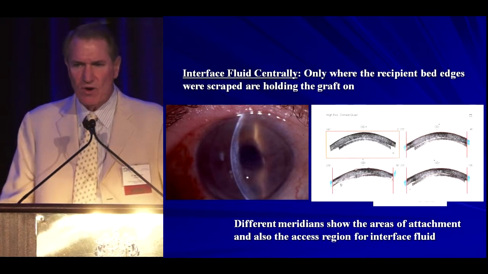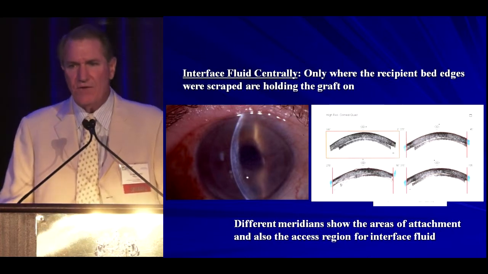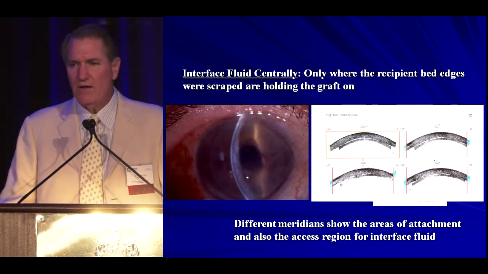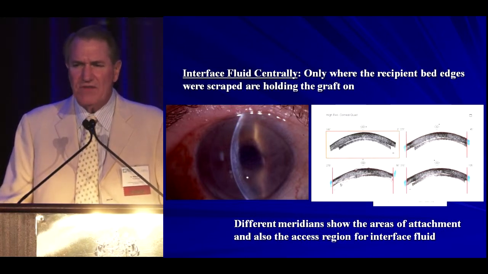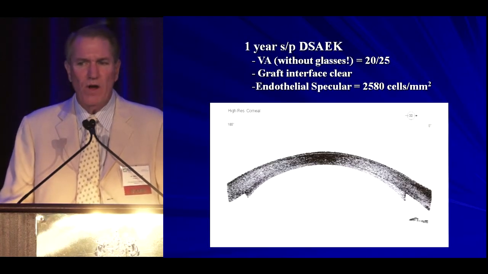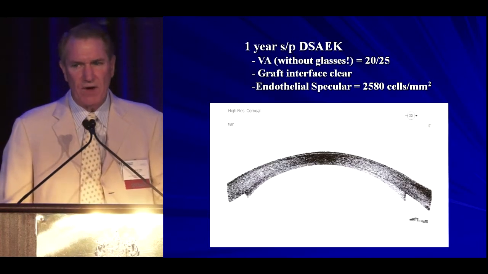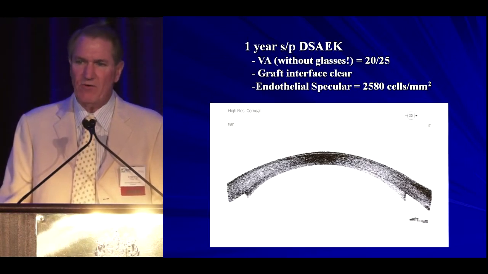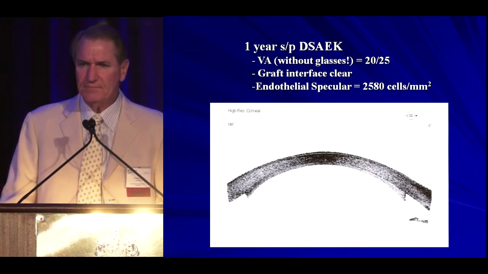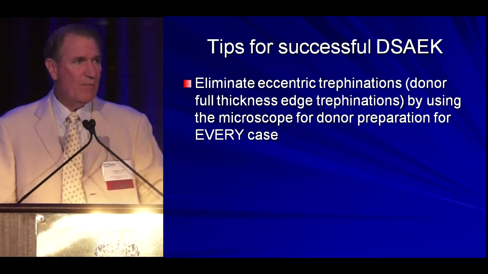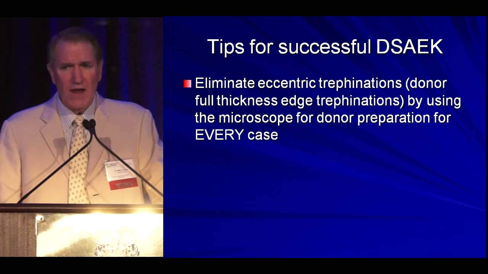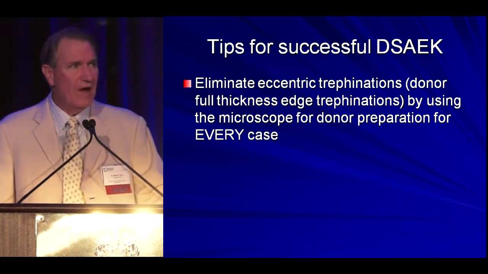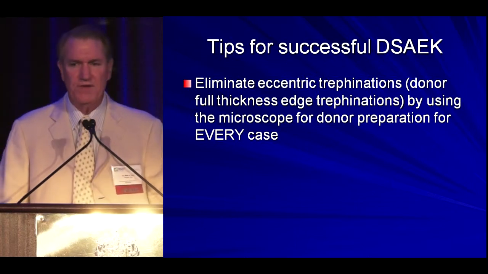Here's an example of where we did scraping. We see this eye here has interface fluid, and it's almost entirely central, where the edges are holding on quite nicely. Over time, the edges will continue to hold on, and at 1 year with doing nothing, just simply watching this graft, the patient's vision was excellent, the interface was clear, and the specular microscopy was superb. So I think the peripheral scraping has helped us, and I recommend it. It has no downside. You won't be able to see that scraping 6 weeks later, even though it was very apparent at the time of surgery.